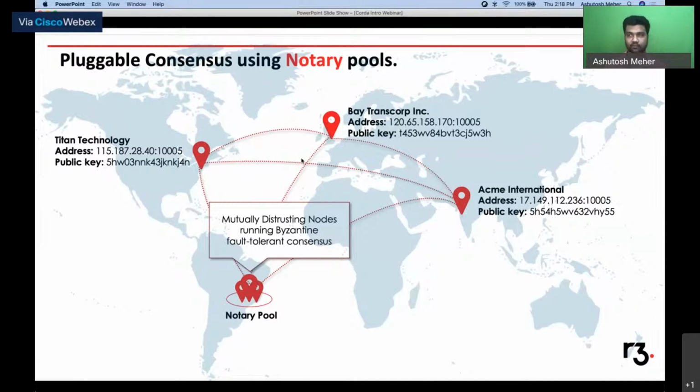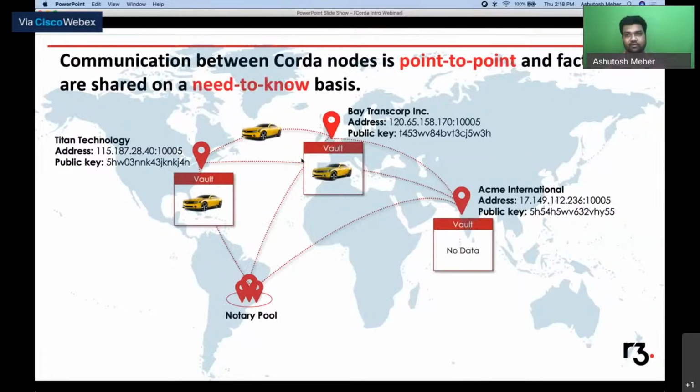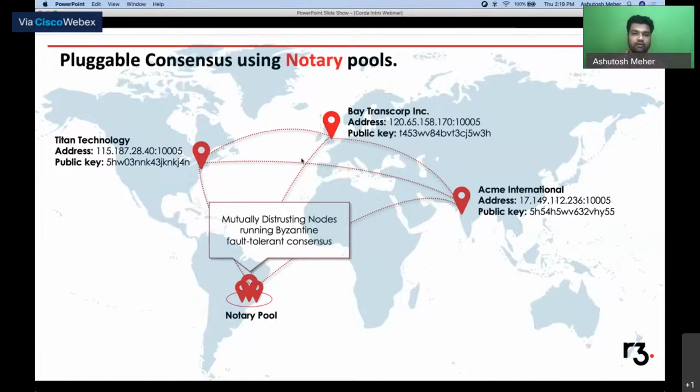But when I say that the transaction has to go through the notary pool, this doesn't mean the notary really looks at what is there in the transaction. The notary doesn't know whether there is a vehicle being transacted, or some cash, or a cat, or whatever has been transacted. The notary just knows that there is a transaction, and he'll look at the structure of the transaction, not the data of the transaction, and he will identify whether there's a case of double spend.